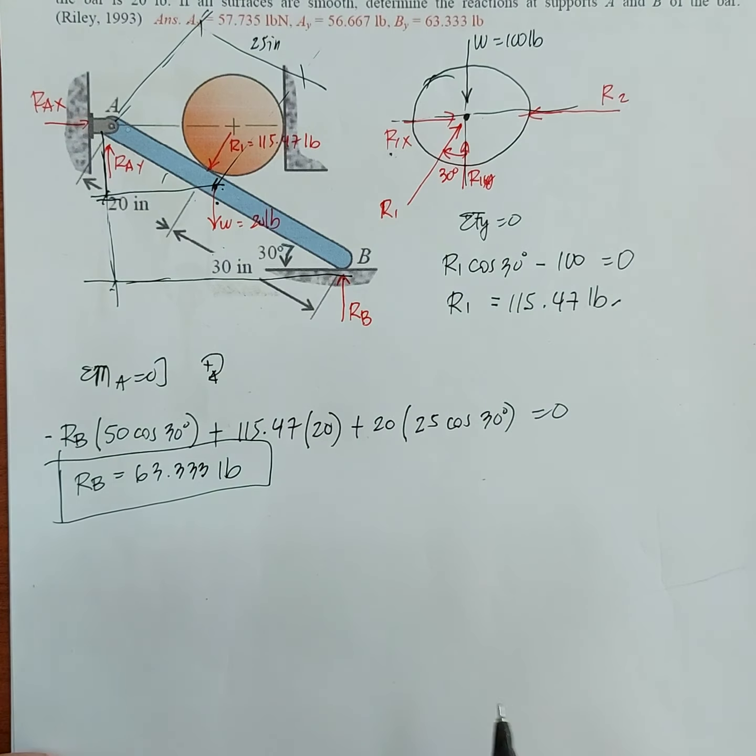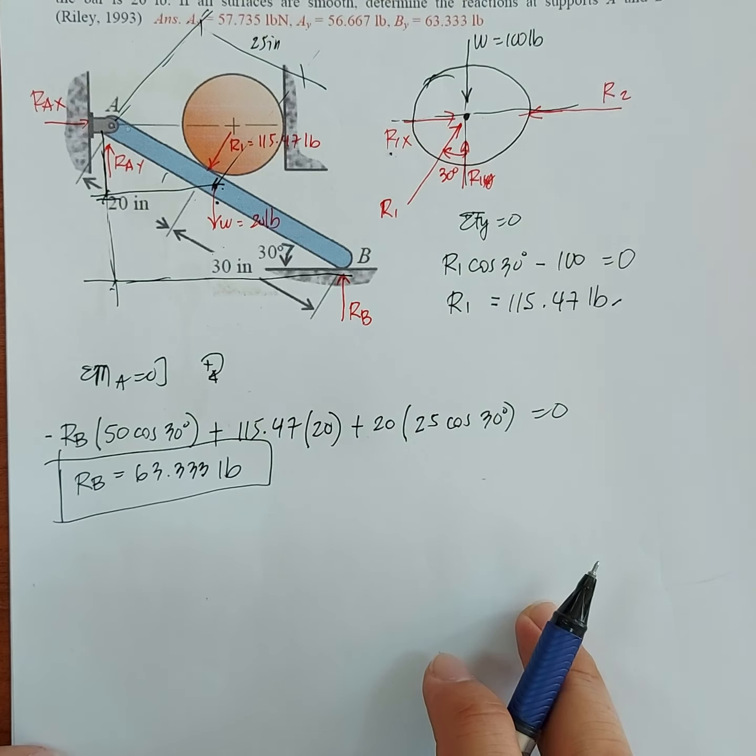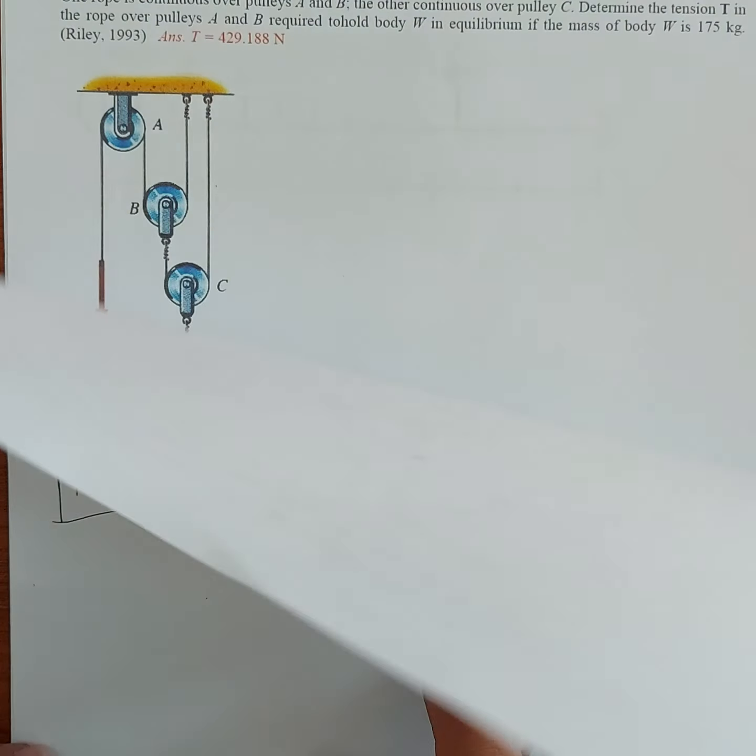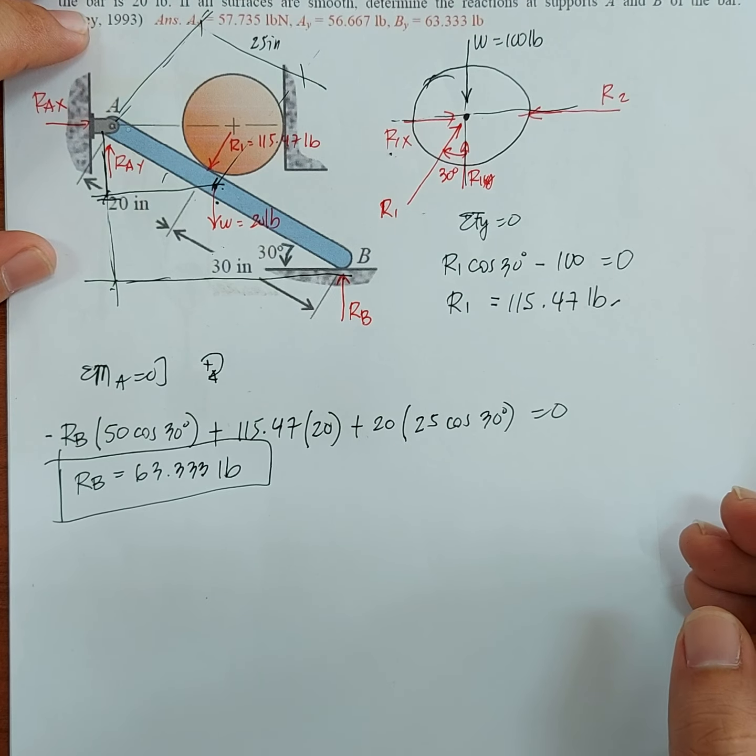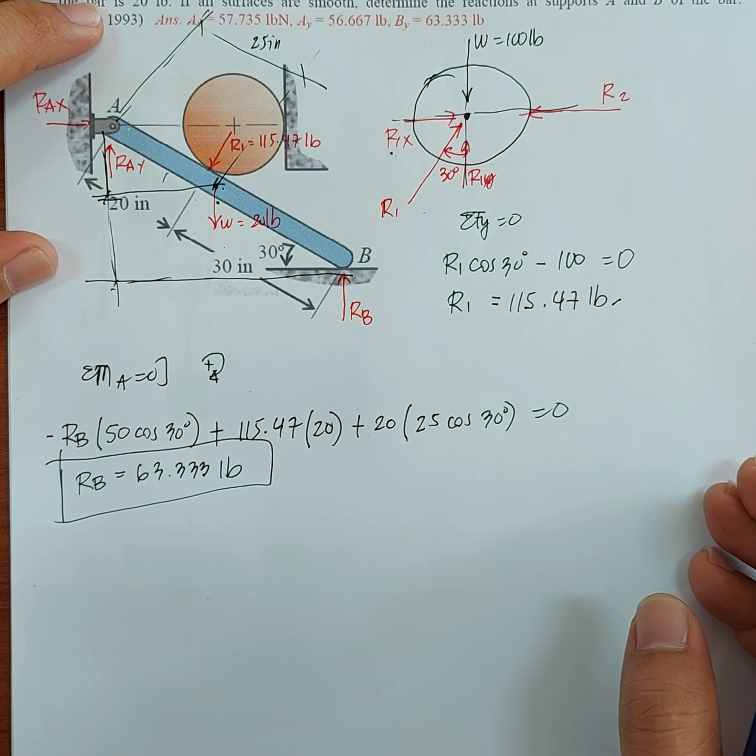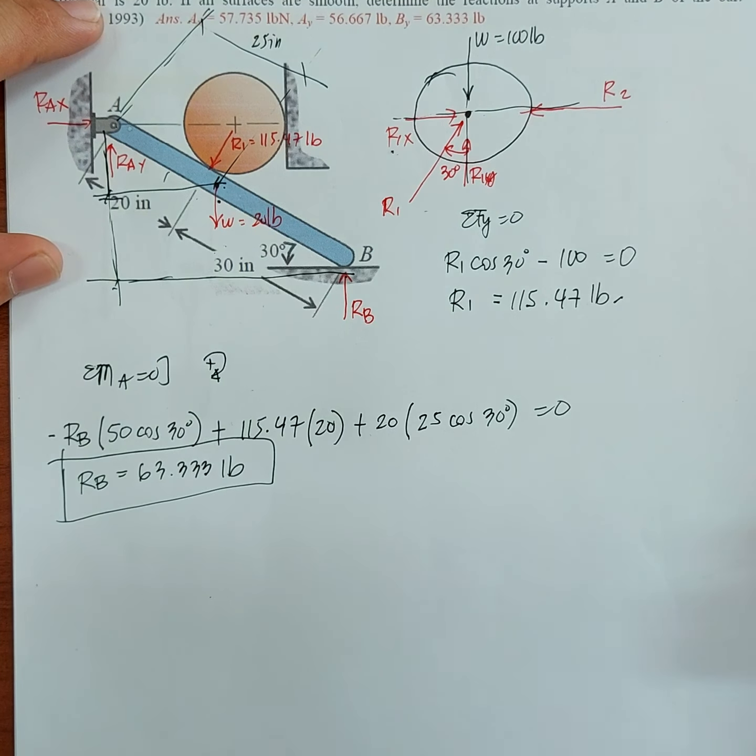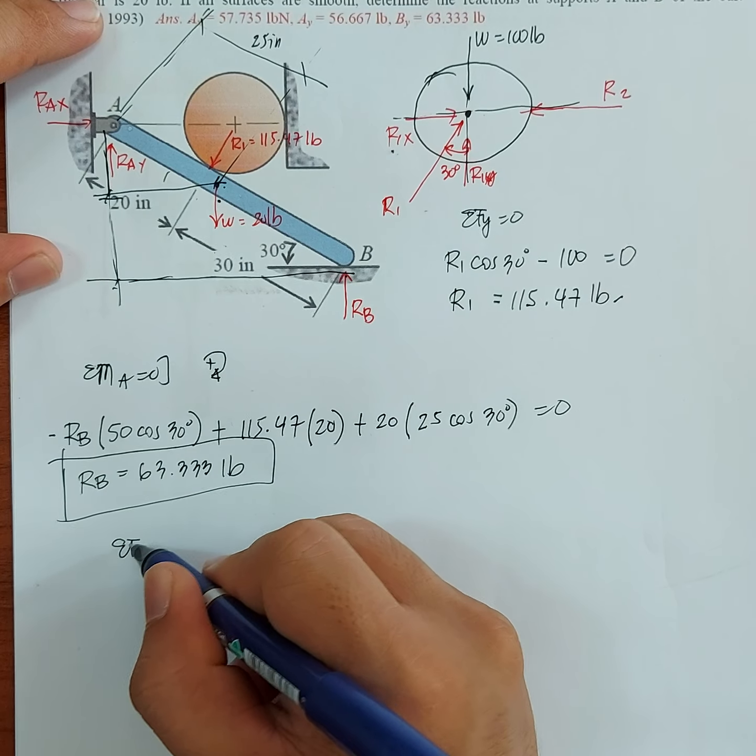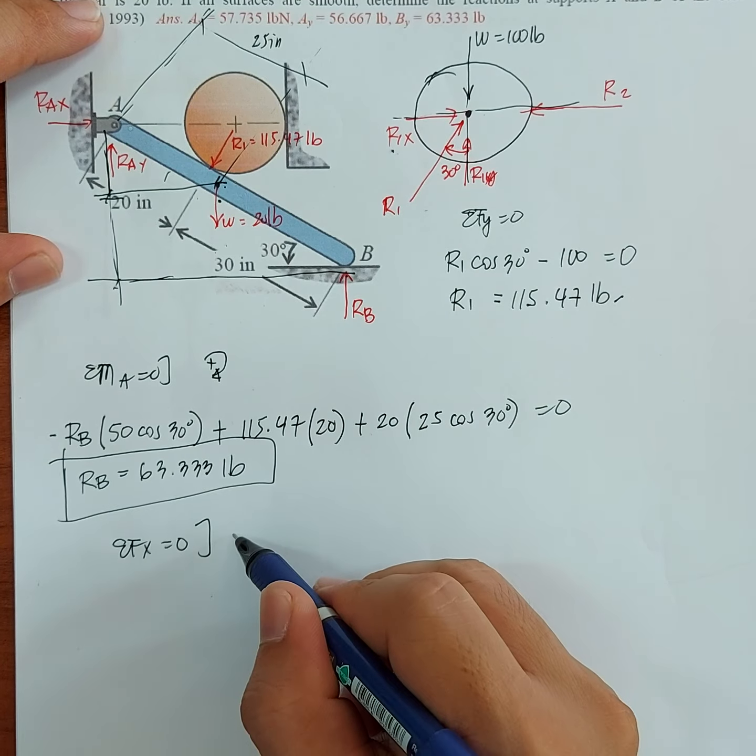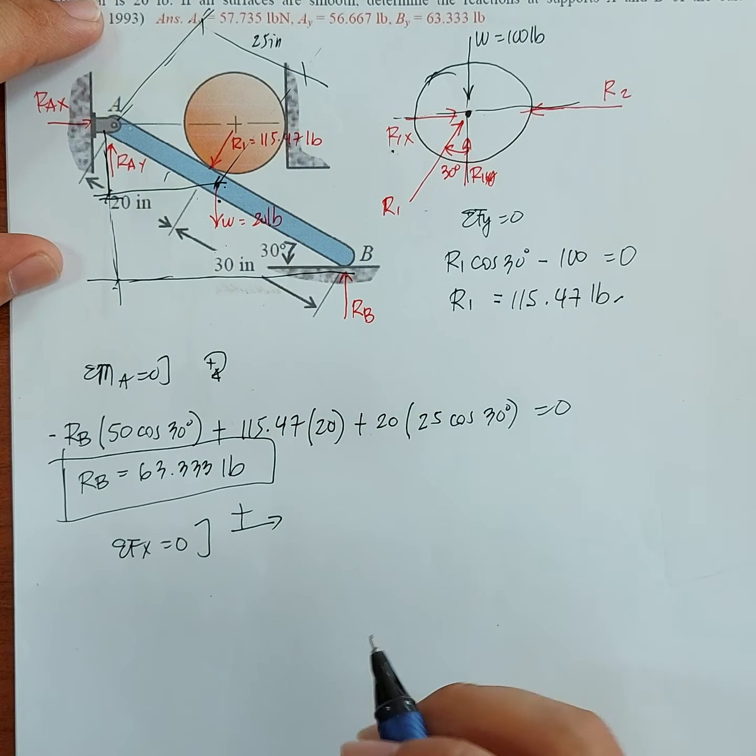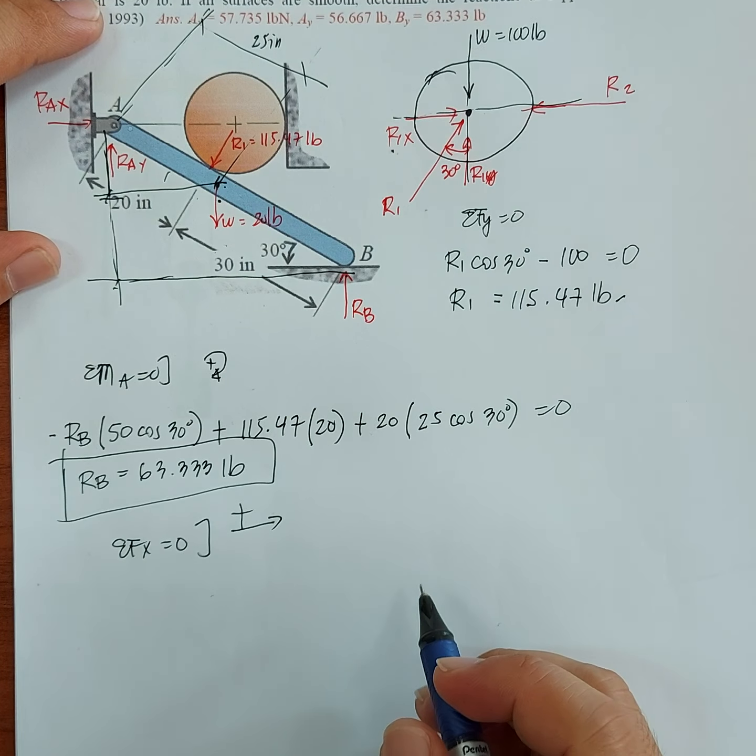A. No? So we can now summate the forces. So summation of forces along, let's start with the x-axis equals 0. So forces to the right is positive. So ano yung mga horizontal forces?